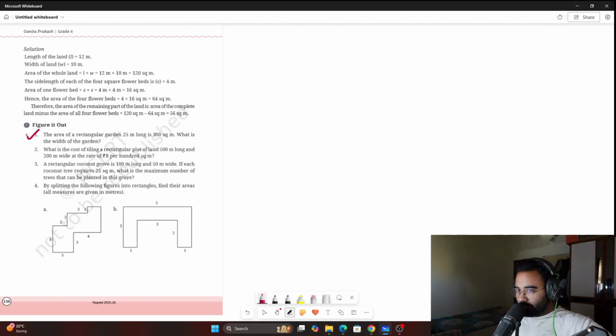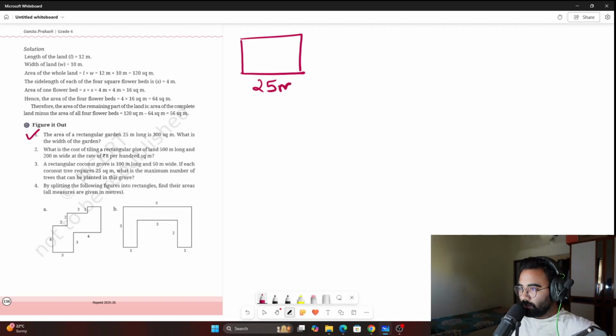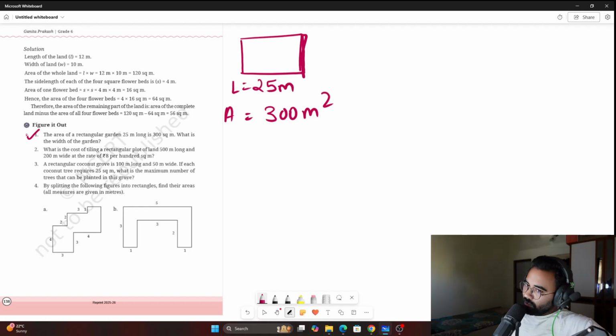Question number 1. The area of the rectangular garden, 25 meter long, is this. So this is 25 meter. We don't know the width. We know the length and we know the area. What is the area? Area is 300 meter square. All right, this is very simple.